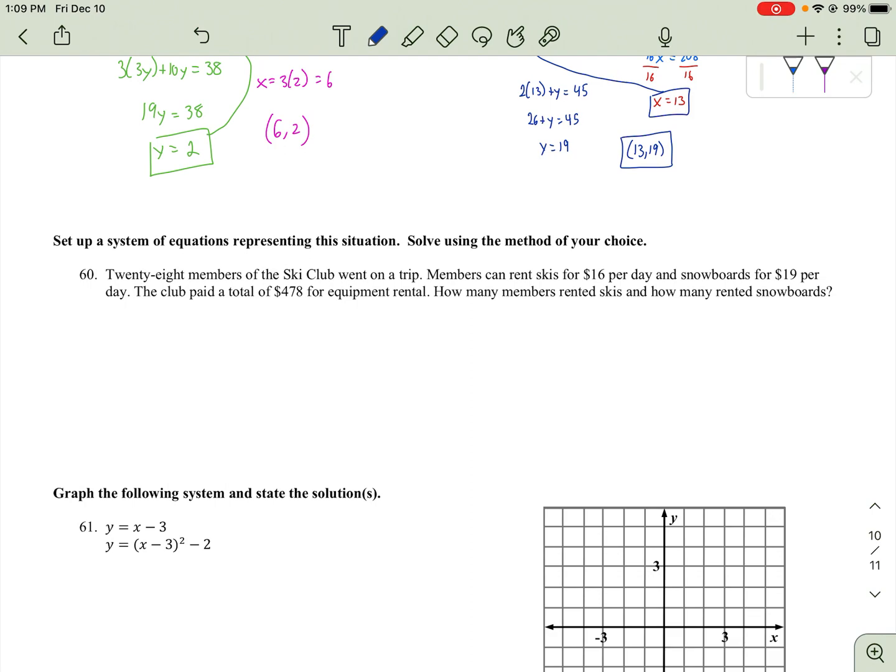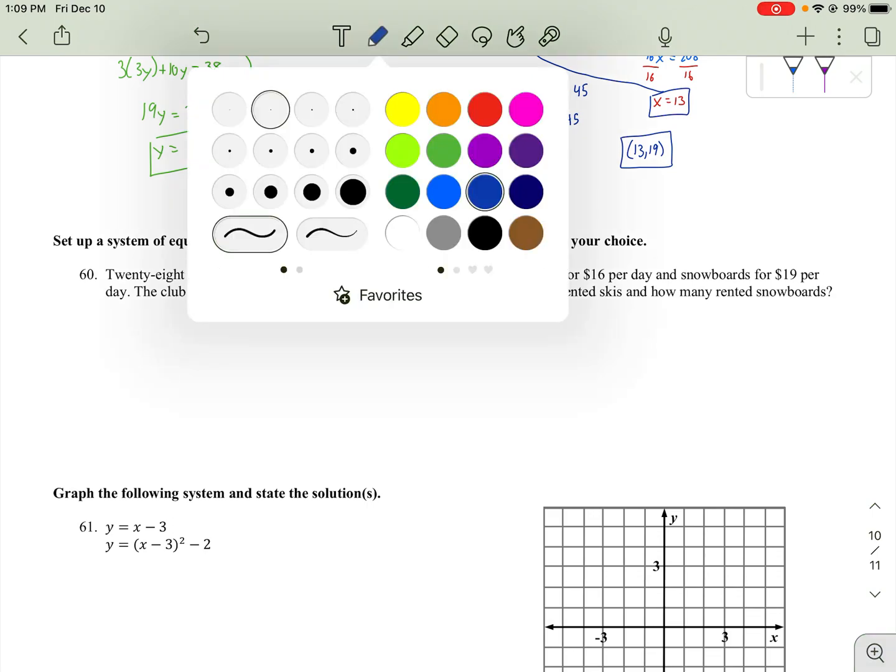28 members of the ski club went on a trip. Members can rent skis for $16 per day and snowboards for $19 per day. The club paid a total of $478 for equipment rental. How many members rented skis and how many rented snowboards?